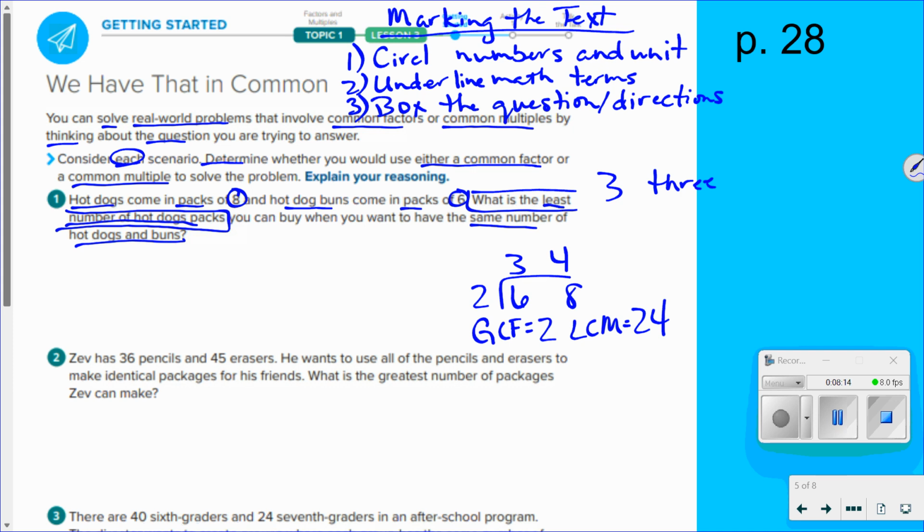So go back to our question. What is the least number of hot dog packs I can buy to get the same number of buns and hot dogs? So which one do I want, the 2 or the 24? 24, because that's where they meet, right? So then I have to go back now. Specifically, I'm talking about hot dog packs. And we find out hot dog packs come in 8. So how many 8s do I need to get to 24? 3. Technically, they kind of gave me my answer right here, but go ahead and think through the process. So what is the actual answer to our question?